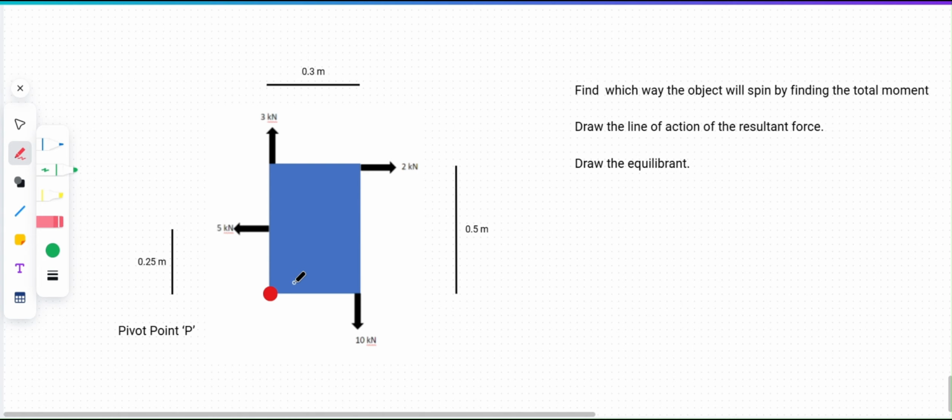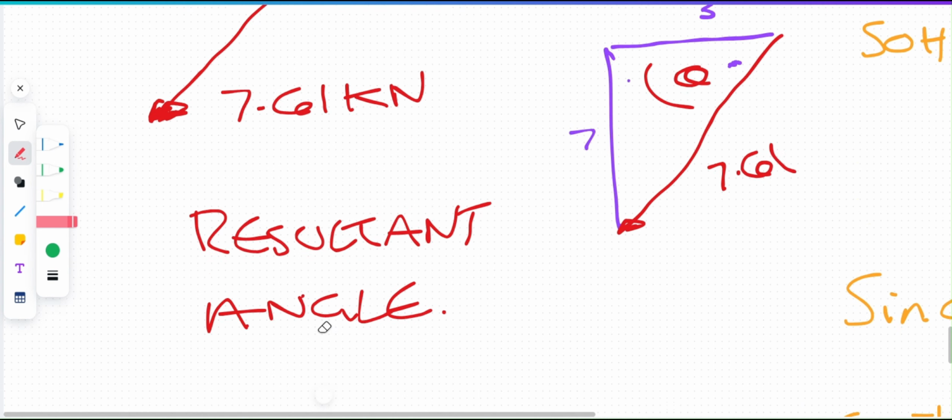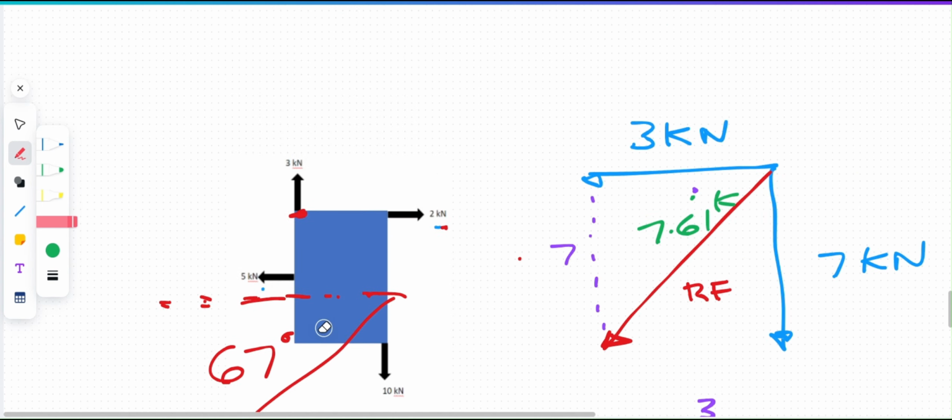I've added on some dimensions of where these forces are and where they are applying. I've also put a pivot point. All that means is it's fixed at that red point there, look, pivot point. There, let me draw it for you. Pivot point is there. So it's fixed about that point. So all these forces are going to make this thing spin about that pivot point. In the previous examples, we didn't have any dimensions or a fixed point. We were just working out the resultant force.